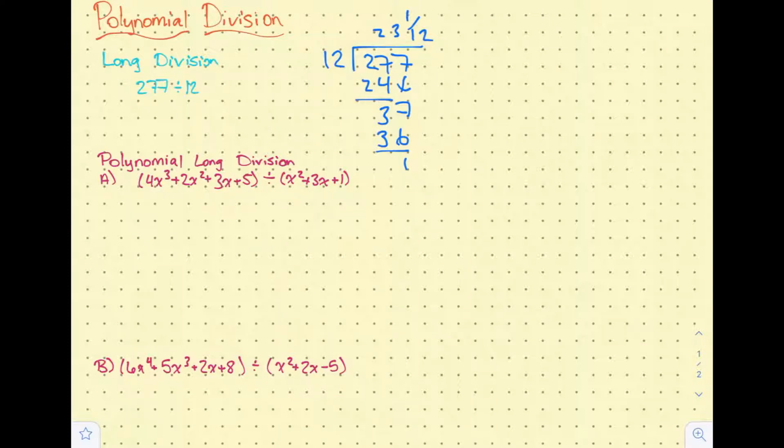Another way we could write this is that 277 is equal to 12 times 23 plus 1.